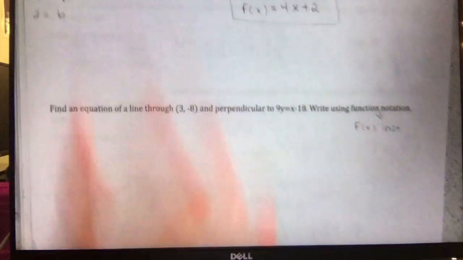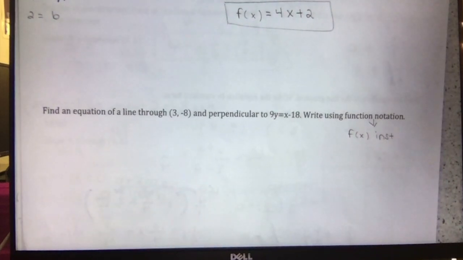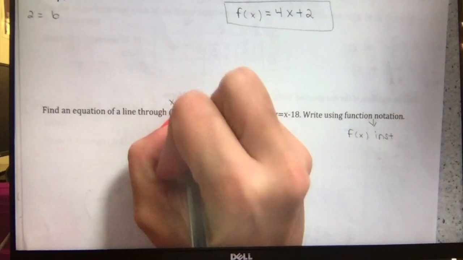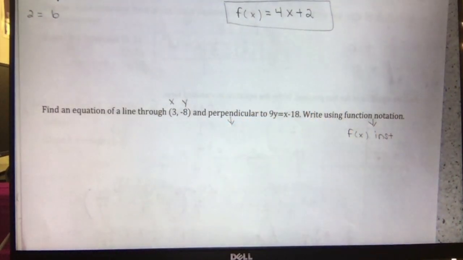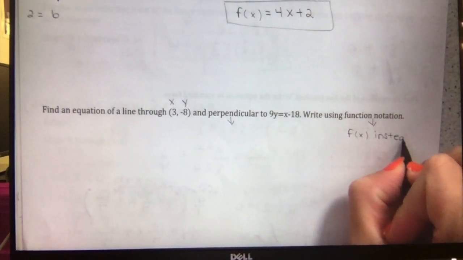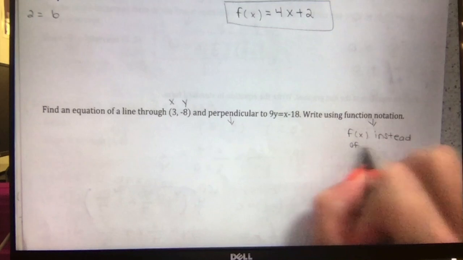Same concept. Now we have to find an equation of a line through the point 3, negative 8. So they give us x is 3, y is negative 8. Perpendicular to 9y equals x minus 18. And again, we're going to write using function notation. So we're going to use f of x instead of y.